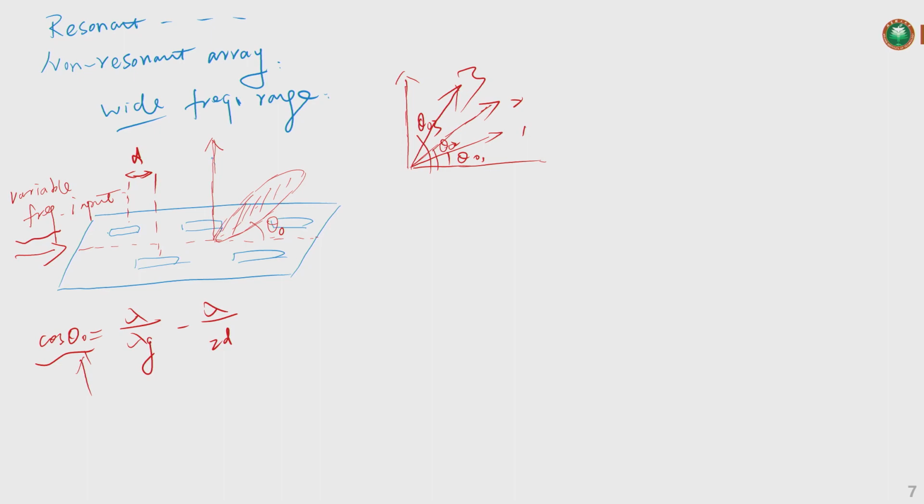For the TE10 mode, the propagation in a rectangular waveguide has a guided wavelength, and it is related to the wavelength in free space by lambda g equals lambda over the square root of 1 minus (lambda over 2a) squared, where a is the width of the aperture. This is b, this is a.